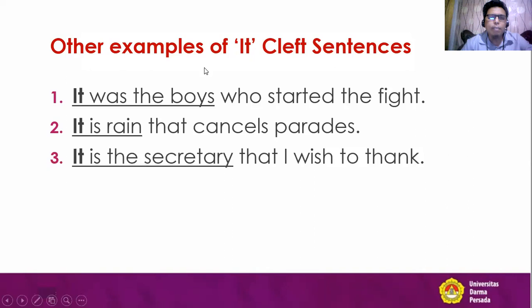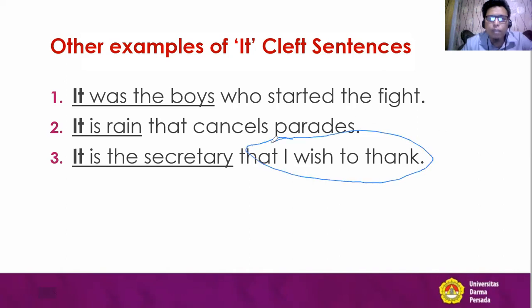Next, let me read it for you. It is the secretary. We have it, and then we have the to be, and then we have another focus, that is the secretary. And then we have the relative clause, that I wish to thank. Okay, next.